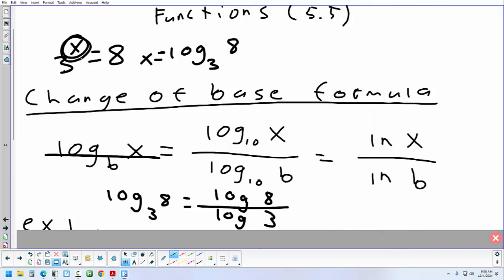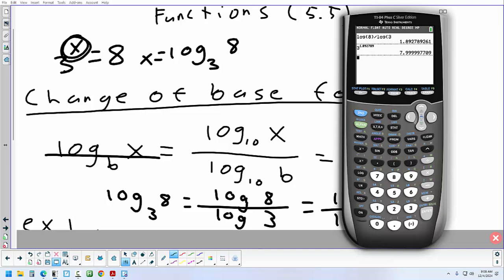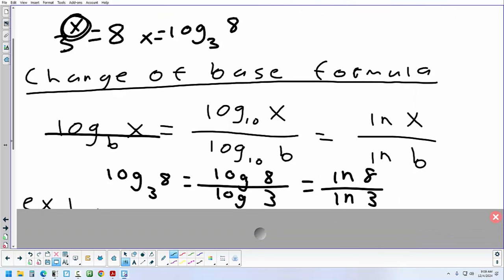Now if you didn't want to do it with the log button, you could do it the same way with the ln button. You can't mix them. You can't use a log in the top and an ln in the bottom. No. You either use log and log, or you use ln and ln. Okay. And let's type it in that way and see what you get. ln 8 divided by ln 3. 1.8927, same answer. So that's how you type in a log that doesn't have a base of 10 or e. You have to type it in as a fraction. Okay, any question on that?